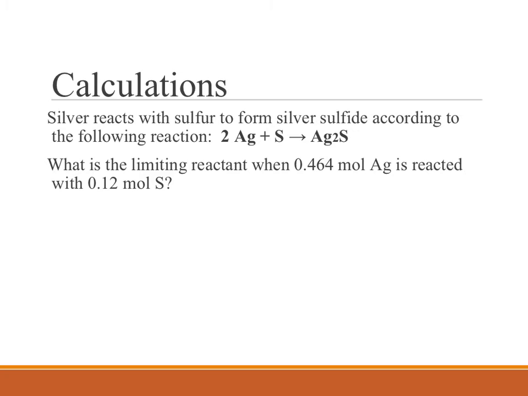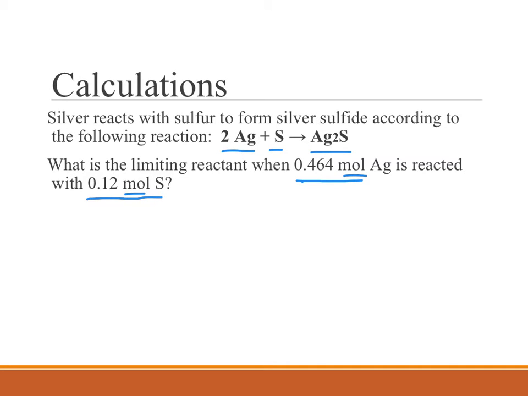So let's do some calculations then with this. Let's assume the reaction where silver reacts with sulfur to form silver sulfide, according to this reaction, where we have 2 moles of silver plus 1 mole of sulfur, making 1 mole of silver sulfide. So our question is, what is our limiting reactant when we are reacting 0.464 moles of silver with 0.12 moles of sulfur? So again, both of the units in this problem are moles, so moles are being compared to moles.